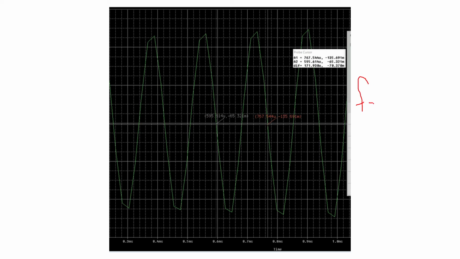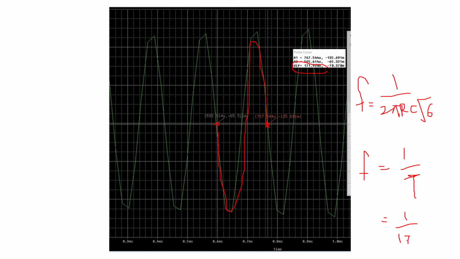The next one, you can also check your theoretical frequency, 1 over 2 pi RC square root 6. This is the theoretical value. For the measurement value, you have to find in your graph what is F, so find it by 1 over T. So this is 1 cycle. So how much is this one? The time, 1 over 171.93 micro. So find the frequency and compare with the theoretical.